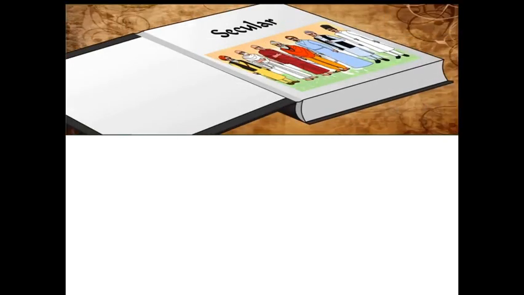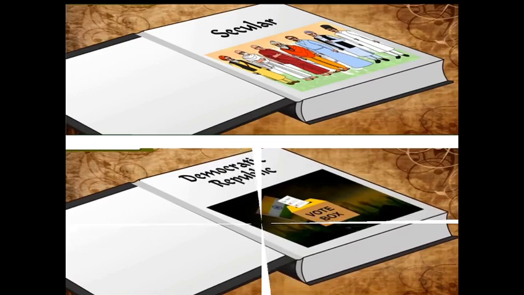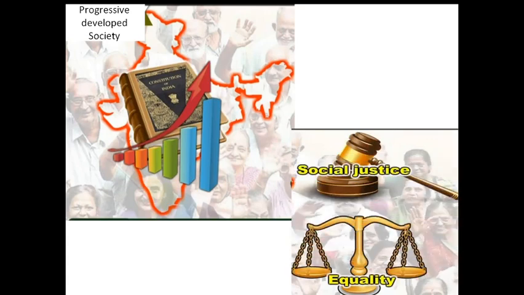The objective of the Indian Constitution is to establish a secular democratic republic. Secular means not connected to any religious or spiritual matters. The Constitution has also made important provisions so that people can easily secure justice and their freedom is also protected. The Constitution is a key element in forming a progressive developed society which is based on social justice and equality.